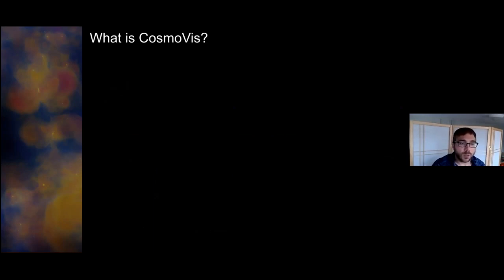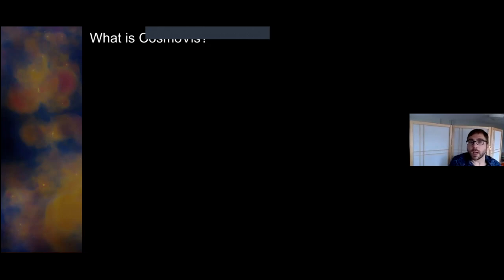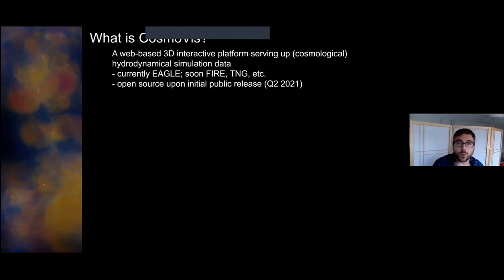There are some teaser images from CosmoVis here on each of these pages. CosmoVis is a web-based interactive visualization and analysis tool. Essentially, what we're doing with CosmoVis is serving up, for now, cosmological hydrodynamical simulation data. And I say for now, we are looking to move into the realm of zoom-ins and such. Currently implemented are a couple of volumes from the Eagle simulation, and we will soon incorporate Fire, as well as Illustris TNG, and hopefully more.